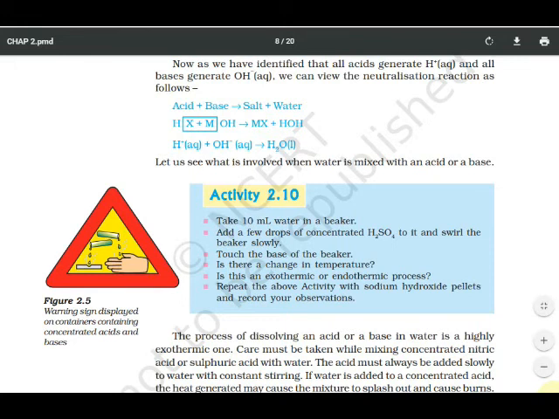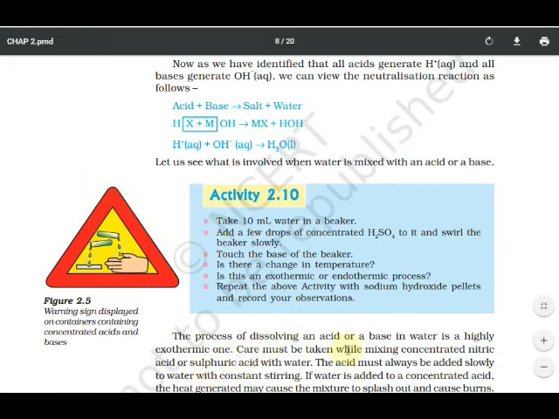Repeat the above activity with sodium hydroxide pellets and record your observation. This is the warning sign displayed on containers containing concentrated acids and bases, a red colored triangle. On the containers of HNO3, HCl, H2SO4, this warning sign is given.